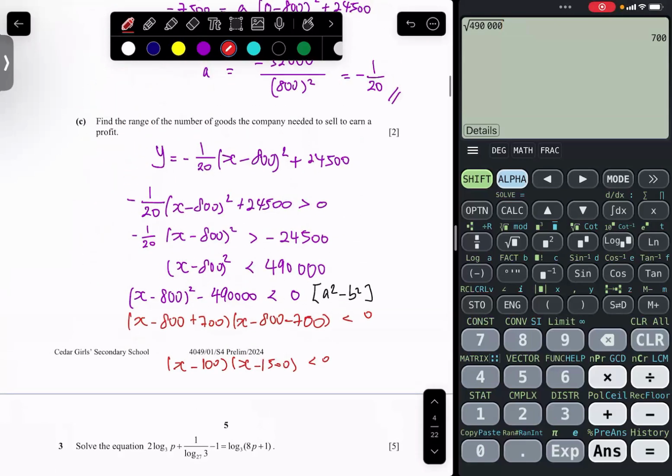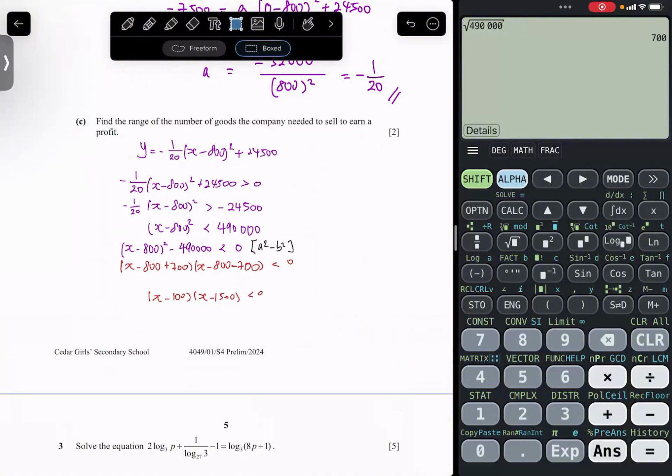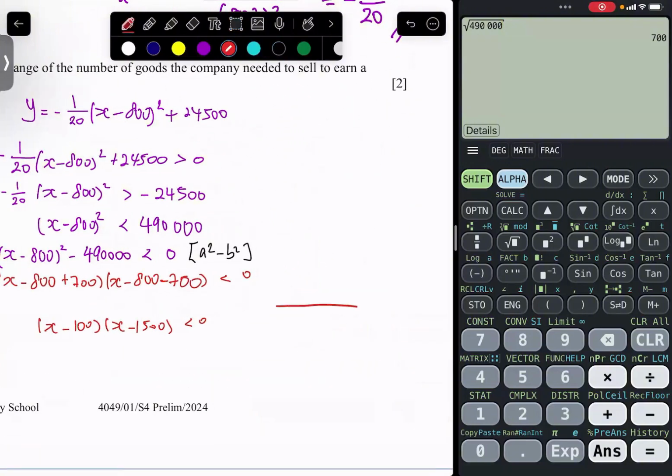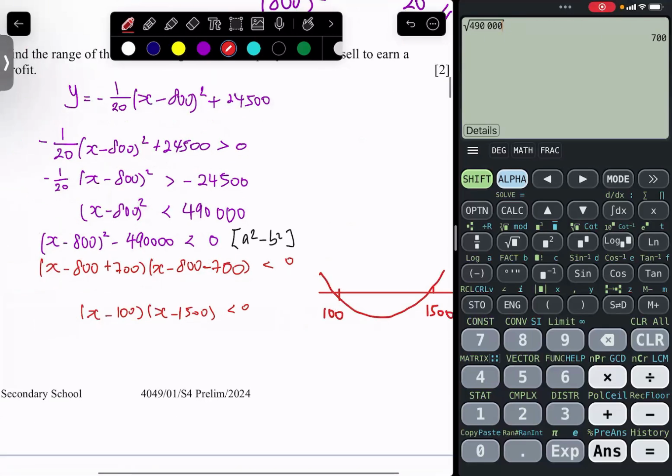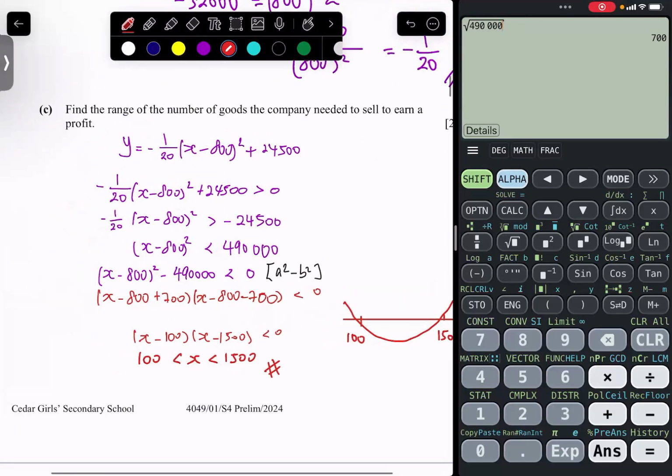For inequality, we should use our middle. As far as inequality goes, we have to draw a line. The two roots are 100 and 1,500, and it's a smiley face. So that means less than 0, x must be less than 1,500 and more than 100. That's it. Find the range.